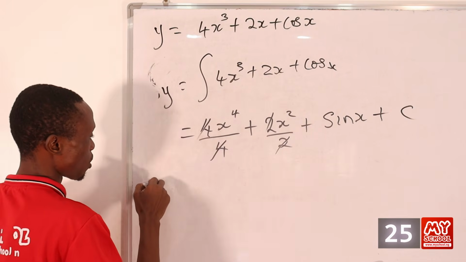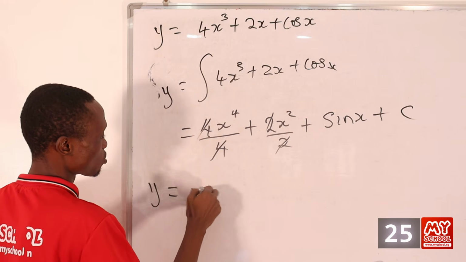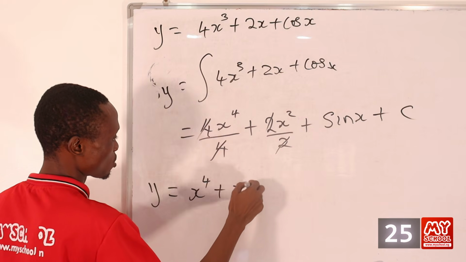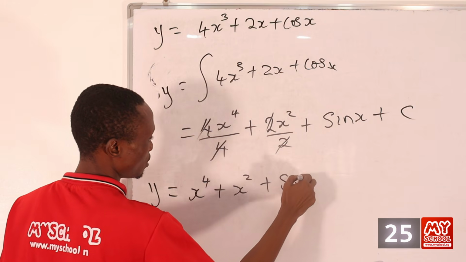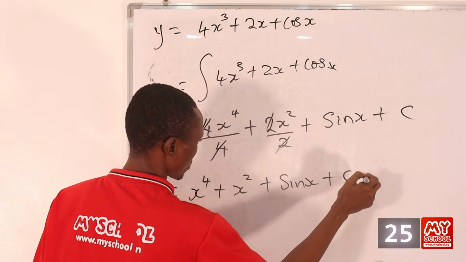So that at the end of the day, we have y equals x raised to the power 4 plus x squared, then plus sine x plus the constant, okay?